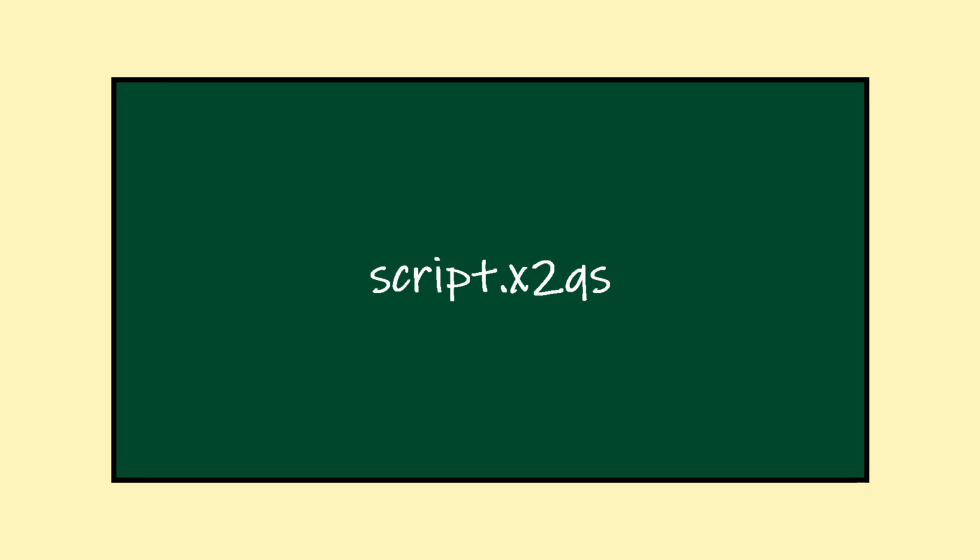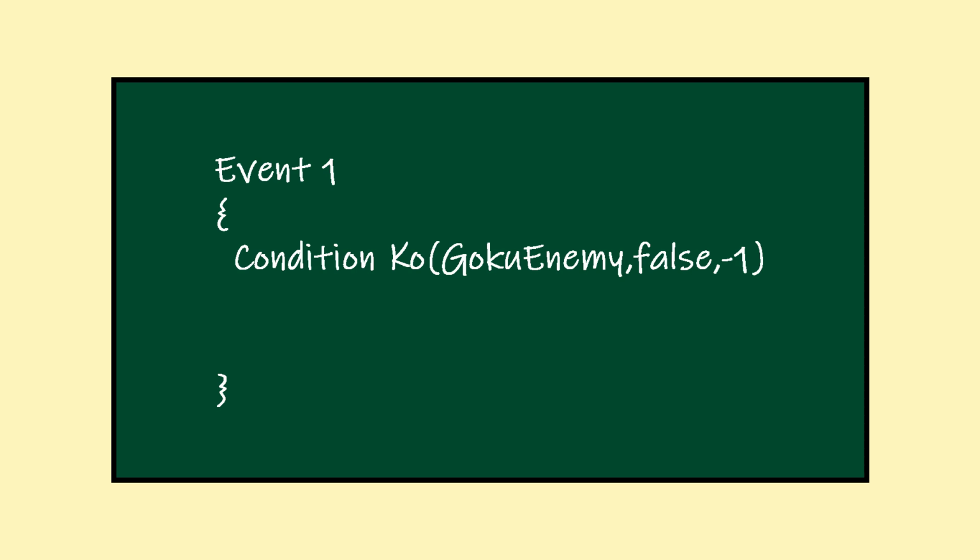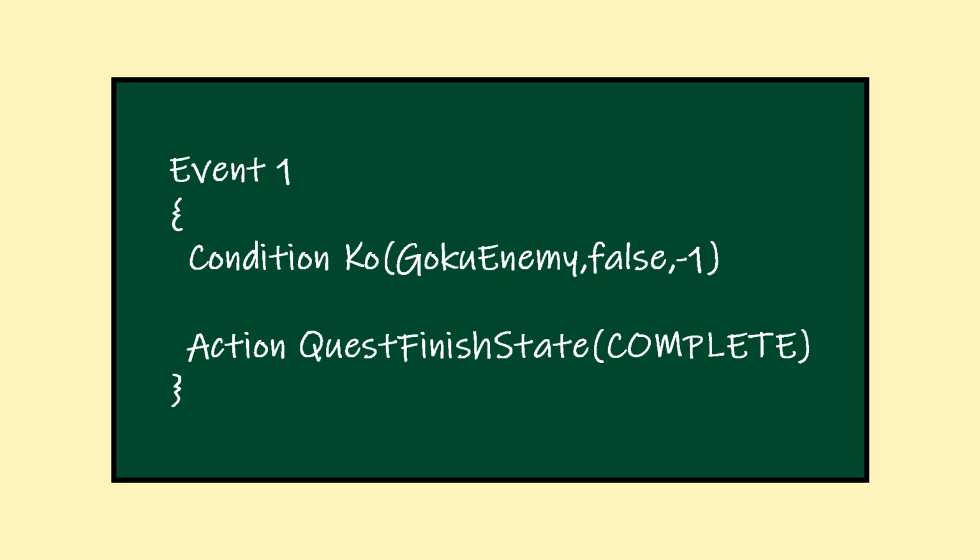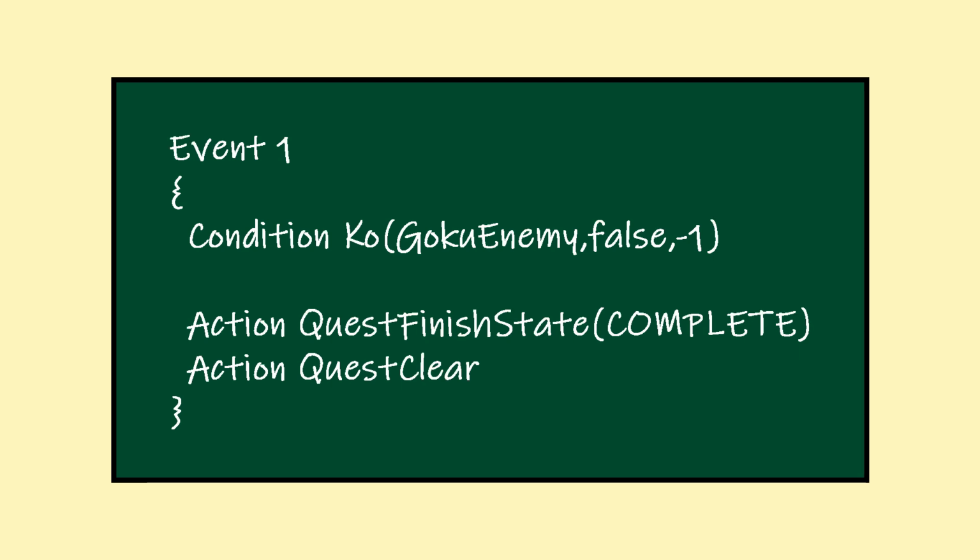Lastly, we want the quest to be finished once Goku is defeated. Create event 1 and type this. Condition KO, Goku enemy, false, -1. This means that once Goku is defeated, type action quest finish state complete. The quest is completed. Finally, type this. Action quest clear. This will actually end the quest.